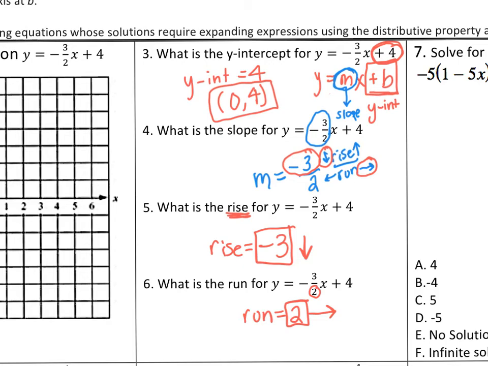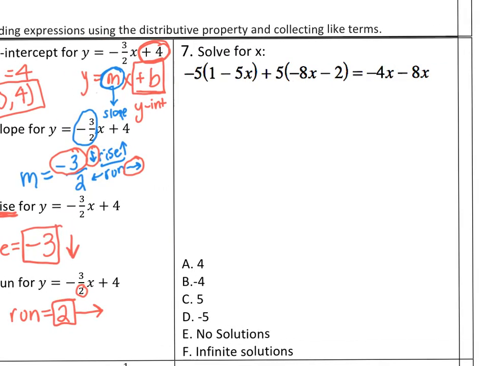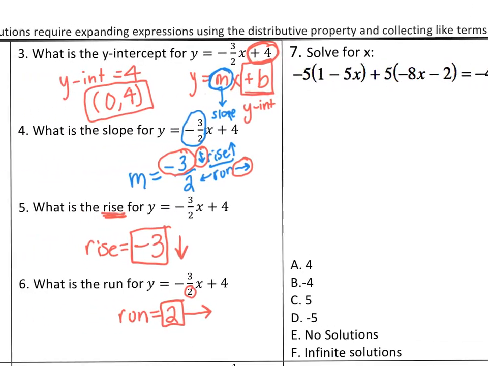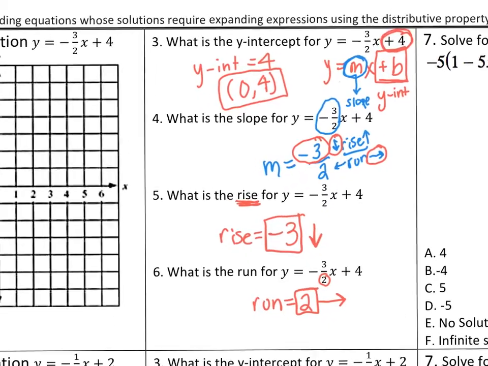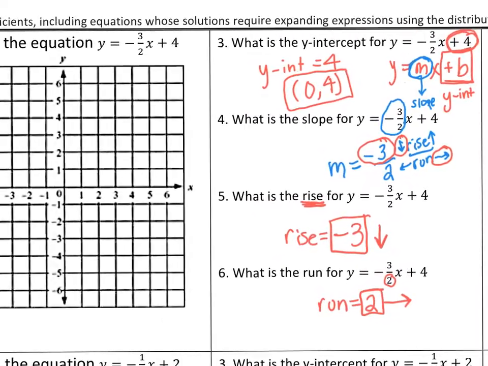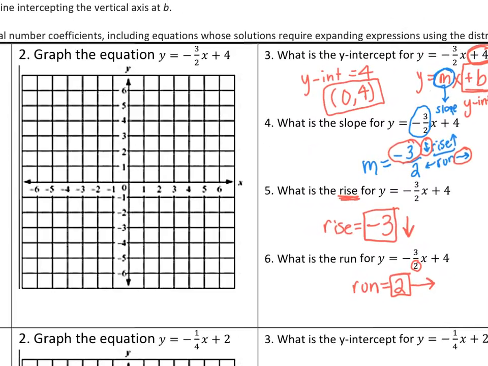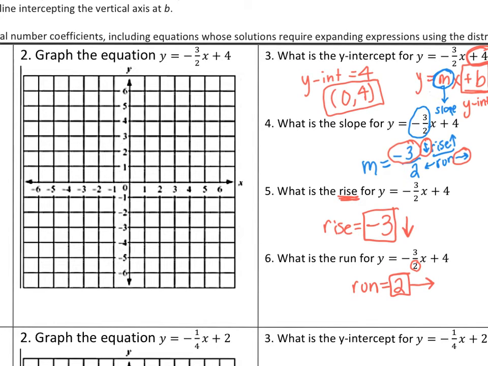Number 7, solve for x. You know what? Let's go back to the second box before we move on to number 7. So my starting point is my y-intercept. Look at number 3. My y-intercept is 0, 4. So I'm going to go to 0, 4, and I'm going to put a bold point on 0, 4.